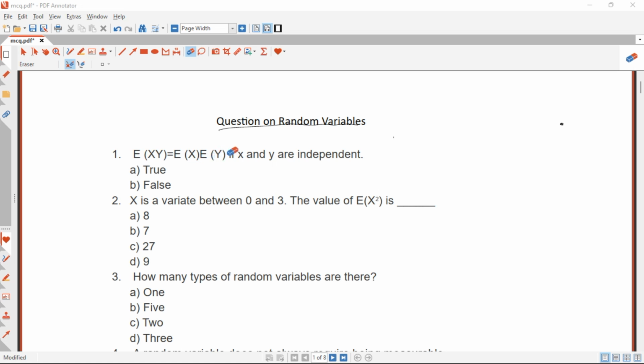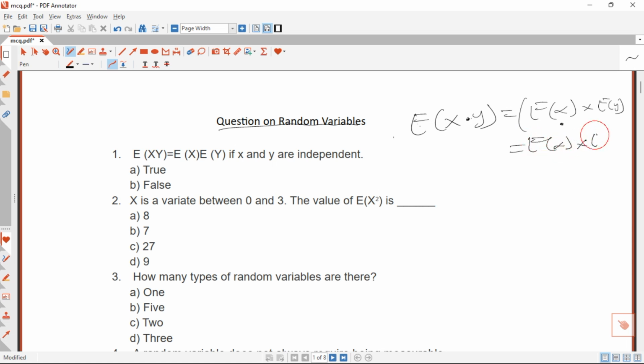So let's continue. Question 1: expectation of x and y is equal to expectation of x times expectation of y if x and y are independent. True or false? When x and y are independent, the expectation of x times y can be separated: the expectation of x will stand on itself, and the expectation of y will stand on itself. Since they are independent, we are going to have expectation of x times expectation of y, and the answer is going to be true.